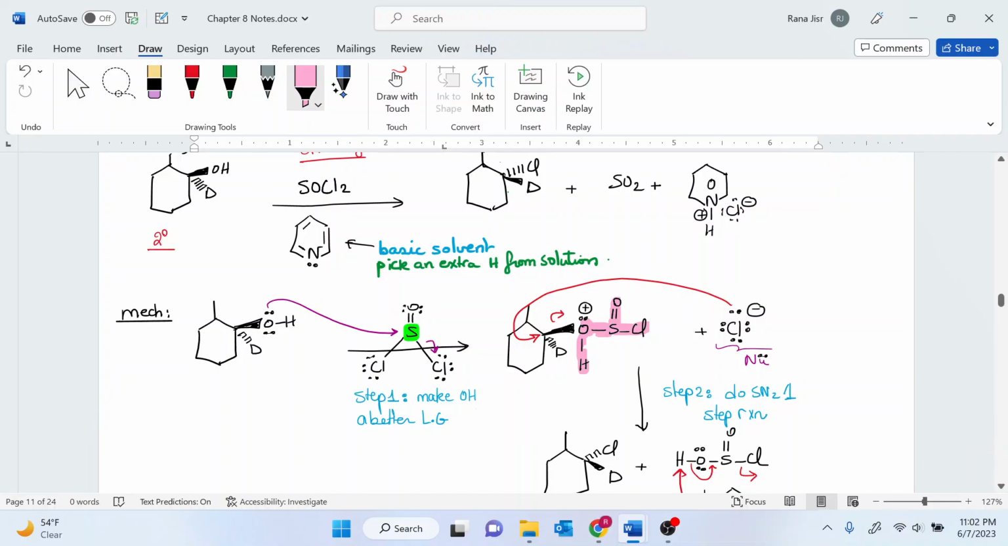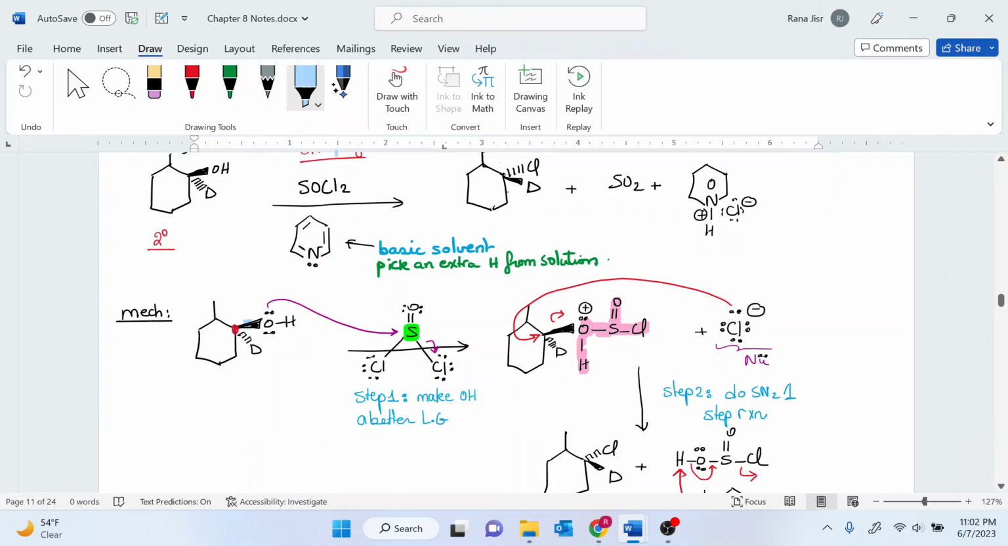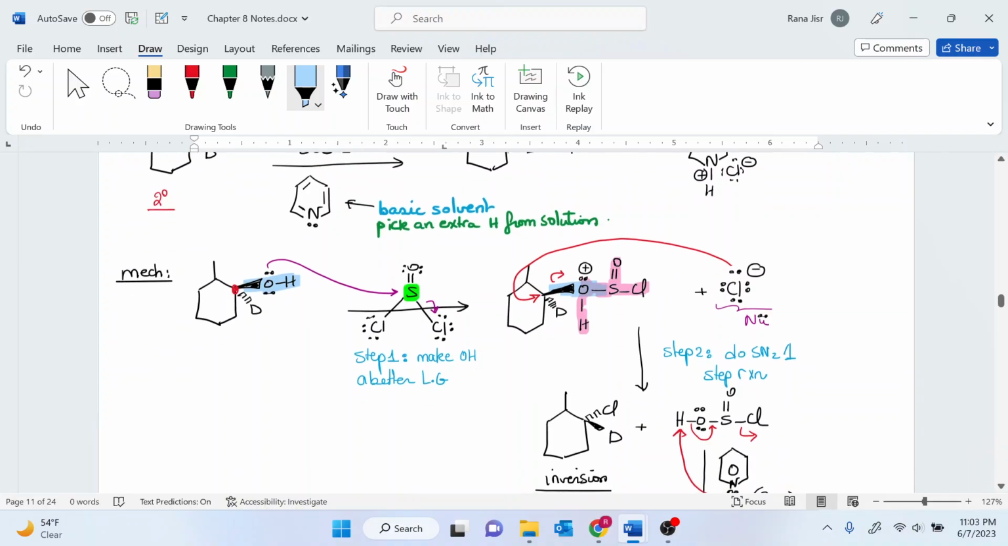Again, notice here what I did. When I did the protonation, I did not change the stereochemistry of the OH. The alcohol stereochemistry was in front. The leaving group here is going still to be in front, because all I did is I made a bond between the oxygen and the sulfur. I did not break the bond between the chiral center and the oxygen.